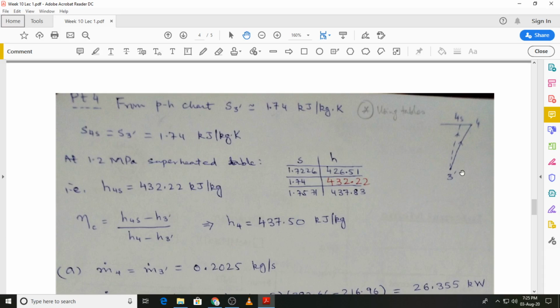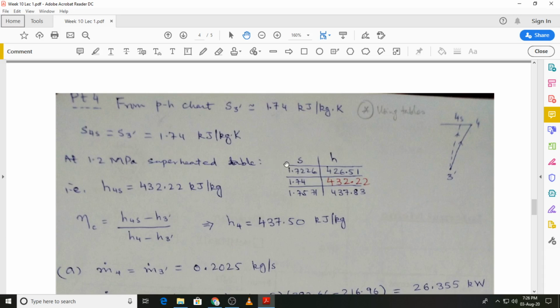As we had for the process of compression for the low stage compressor, similarly for the high stage compressor we have an actual process which is shown by the process line 3 prime to 4, whereas the isentropic compression would have been from state point 3 prime to 4s. And if we first consider the isentropic process, that is 3 prime to 4s, in that the entropy will remain unchanged, which will be equal to 1.74 kilojoule per kilogram Kelvin. And this time, because we already have a value of 1.2 megapascals in the superheated table, the interpolation is just a one-step process. That means we only have to find out the enthalpy at the given entropy.